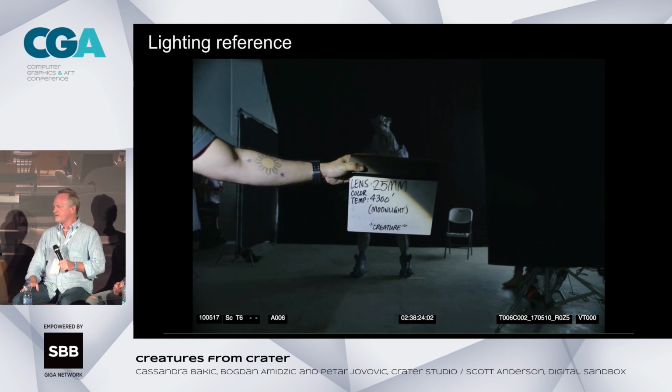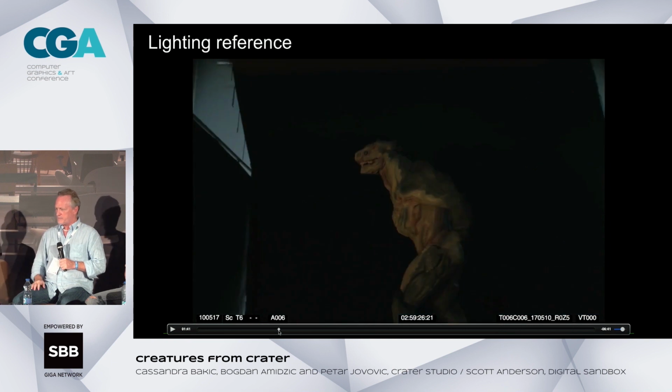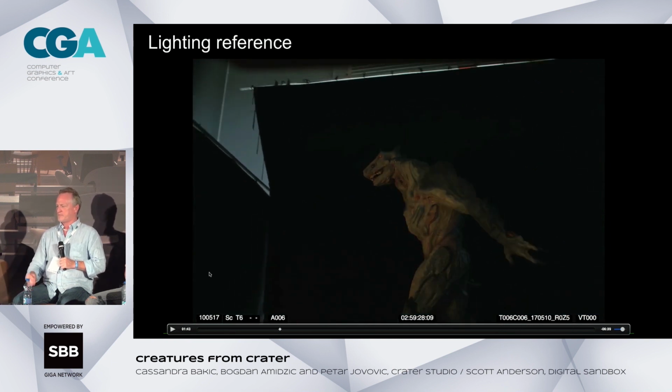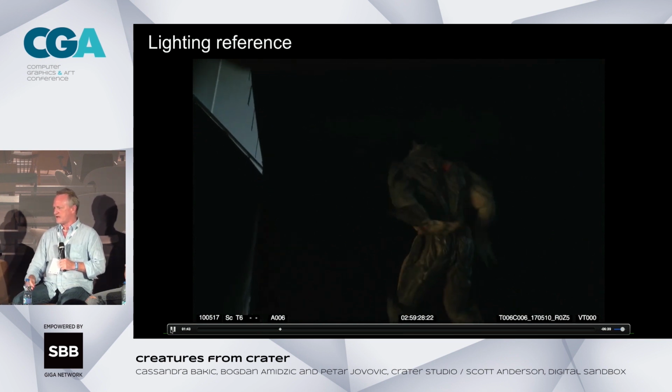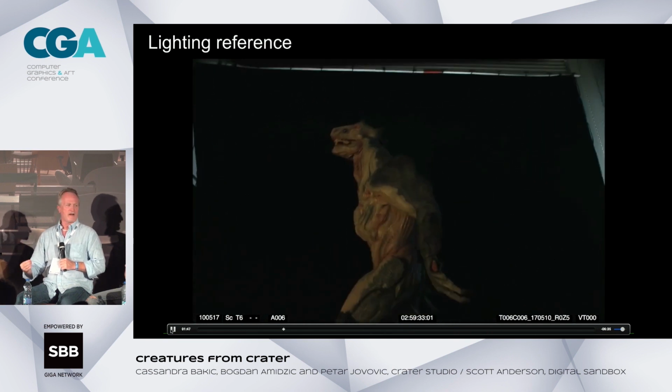Some pre-tests we're doing for seeing what materials look like under different lighting situations on set. So this was before we were shooting. We shot some photo references, both for us from a production design on set, but also for these guys, so you see what the materials look like under firelight.